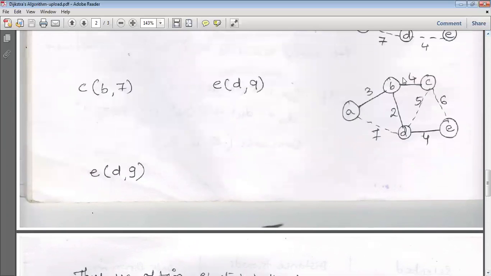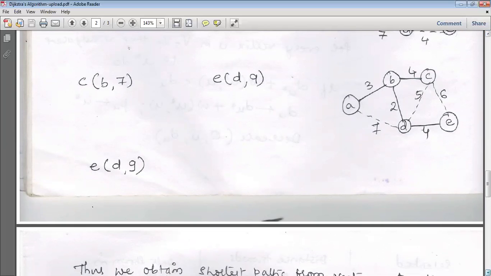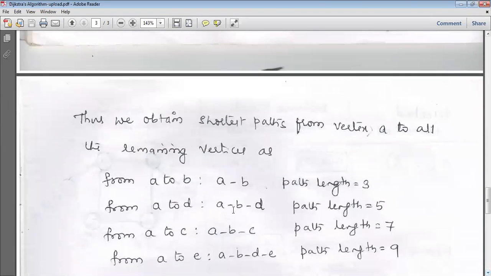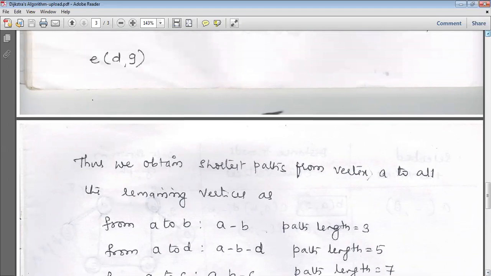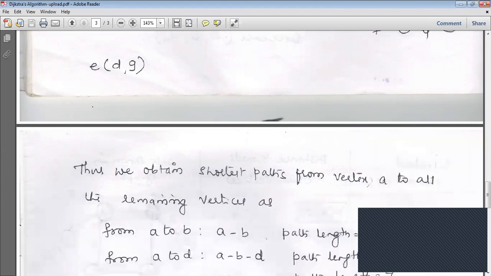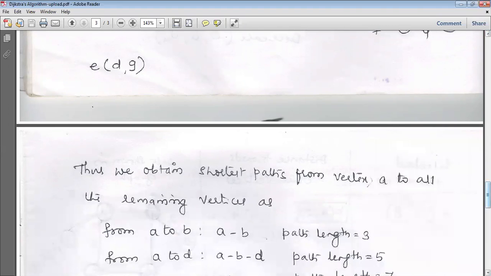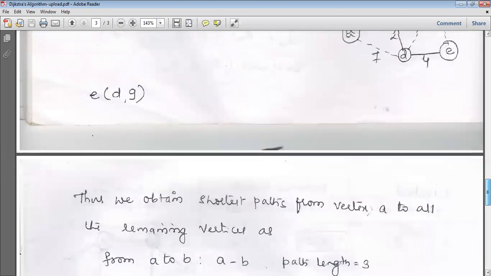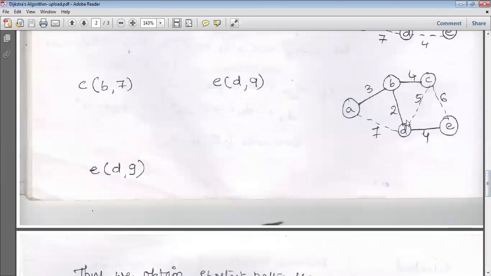So, what is the path length from A to B? A to B path length is 3. A to C, it is A to B, B to C. See here. A to B, the path length is 3. A to C, the path length is 7. Whatever the cost or distance is, that we write. A to B, B to C, it is 7. 3 plus 4 is 7. Then next comes D. How did we reach D? We reached D from A to B, B to D. That is 3 plus 2 is 5.